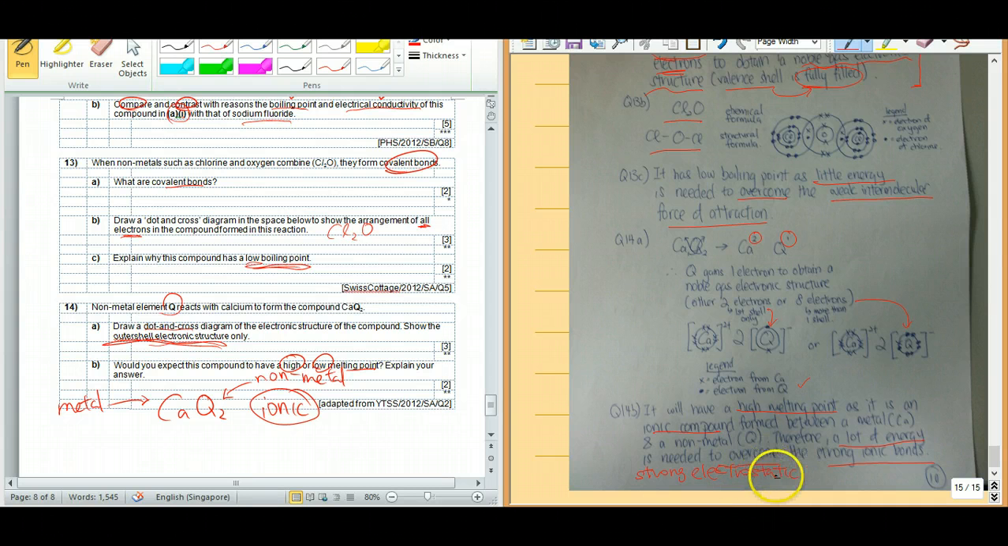So just take note. Okay, the melting and boiling point keeps coming out. So these are important points you must definitely know.